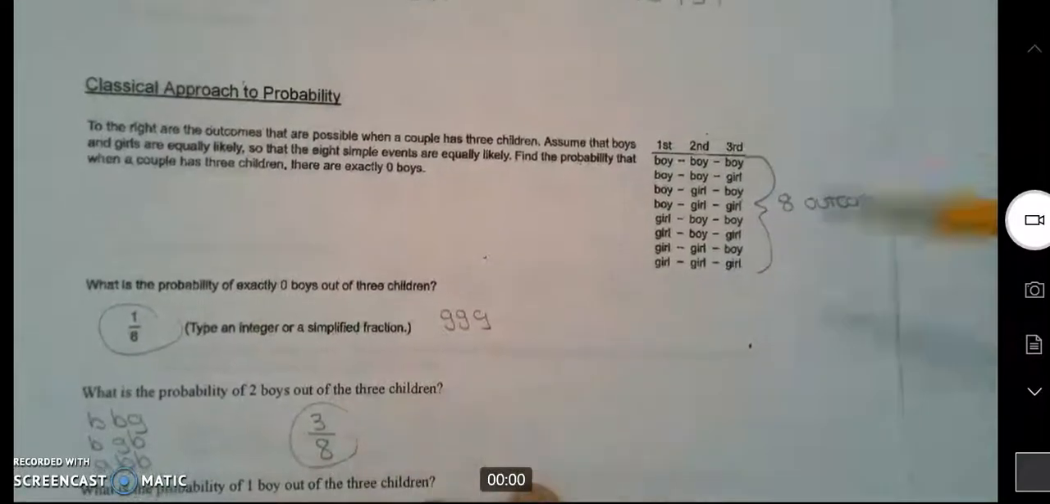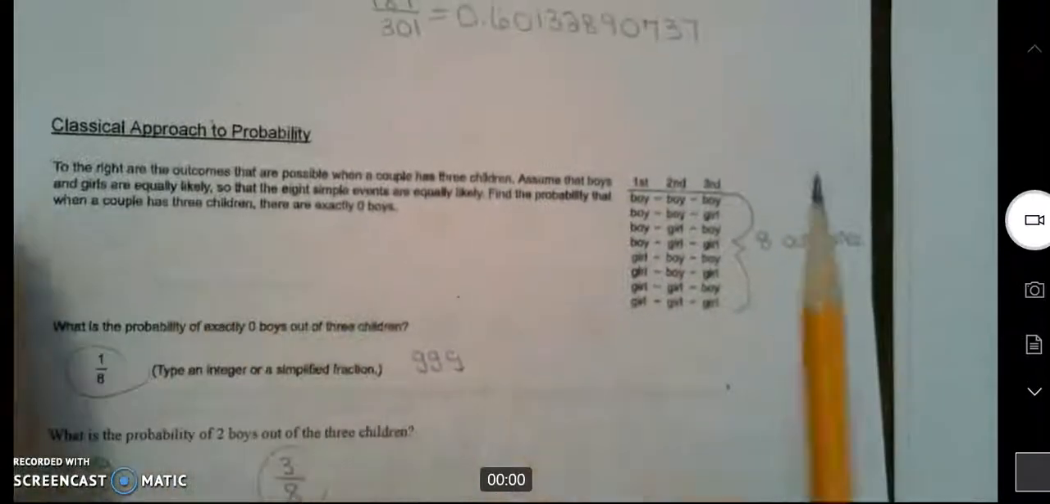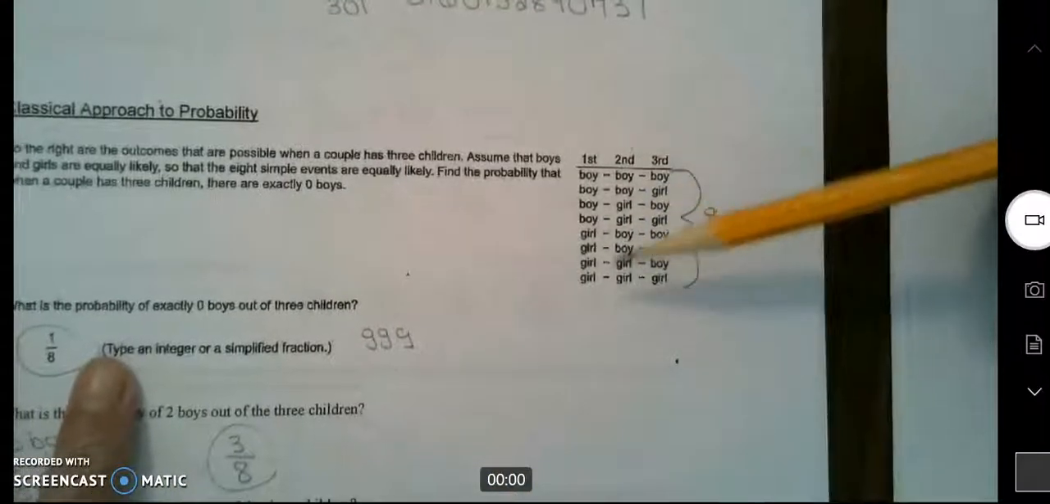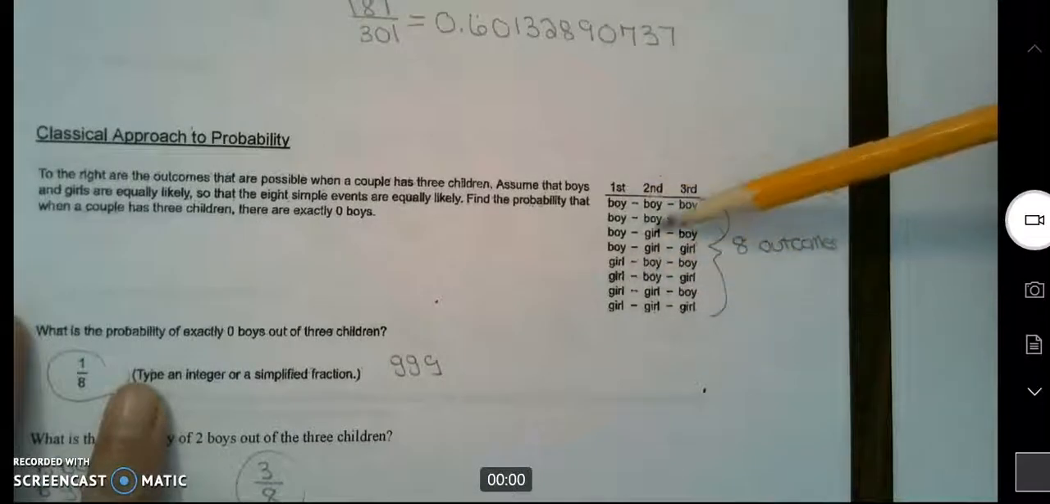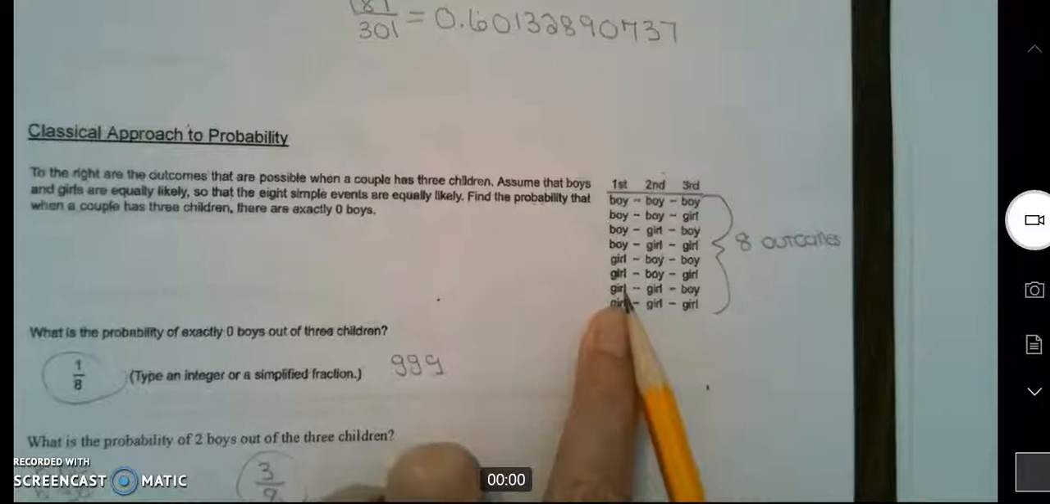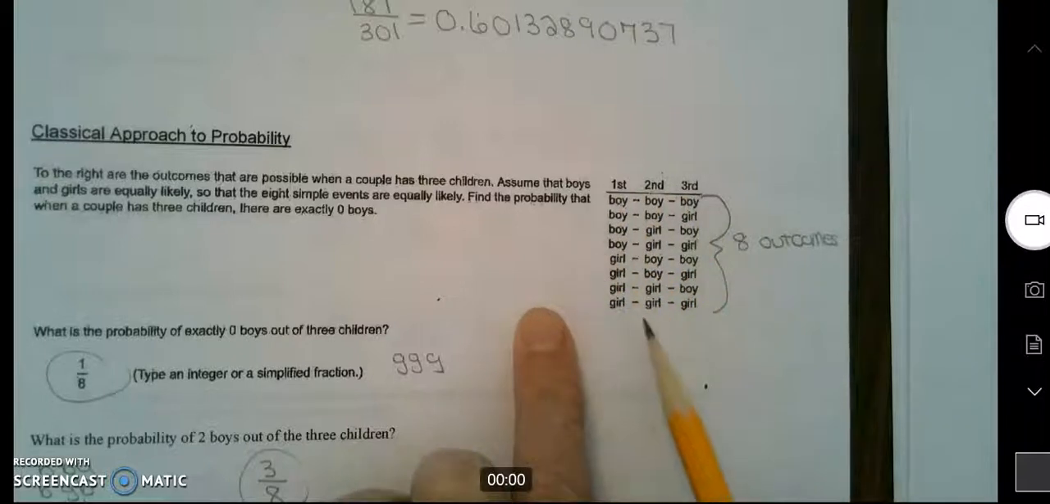Okay, so this is one that actually is from the homework, and I added a couple extra examples in here that will relate to the next couple sections. So this talks about a couple has 3 children, and these are the different outcomes. This is the first child, the second child, and the third child. If I just pick one here, this one right here means the first child's a girl, second child's a girl, and the last one's a boy. If you look, there's 8 outcomes. They all have the same chance of occurring. And since there's 8 of them, each has a 1/8 chance of occurring.